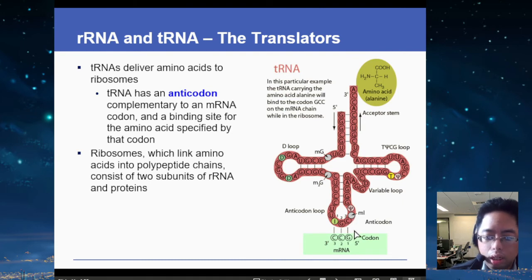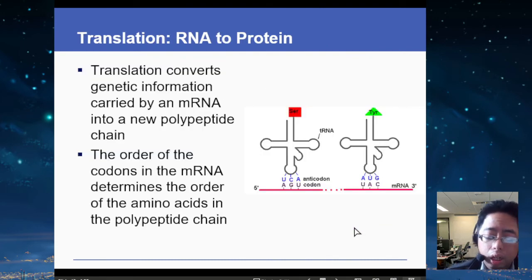CCC, alanine. Translation will convert the genetic information in mRNA into a new protein chain. A lot of things in your body are made out of proteins. So this here is how the building blocks are made based on the information in mRNA.